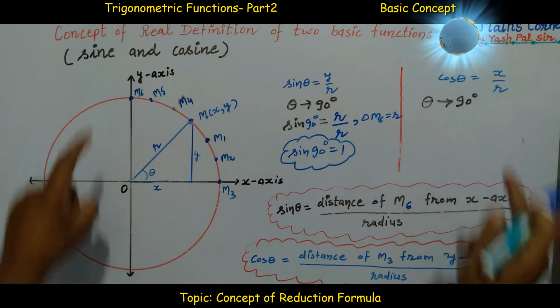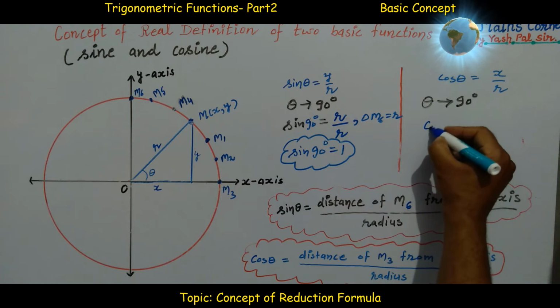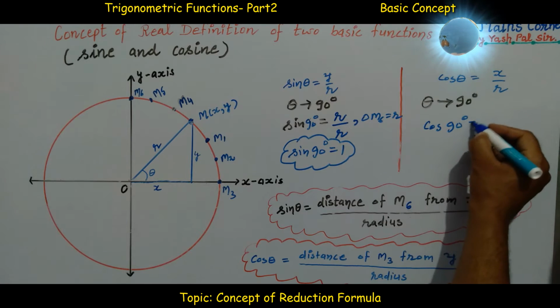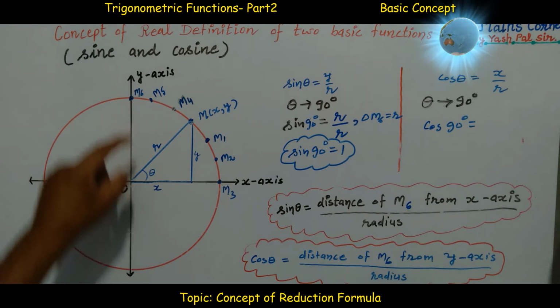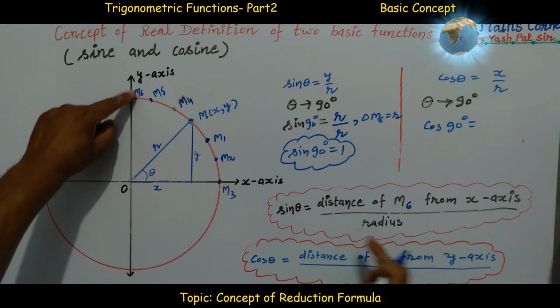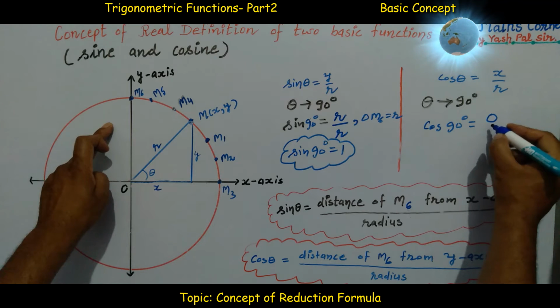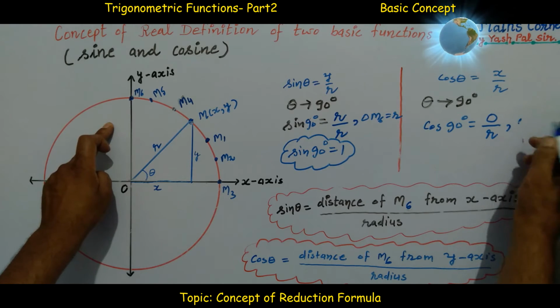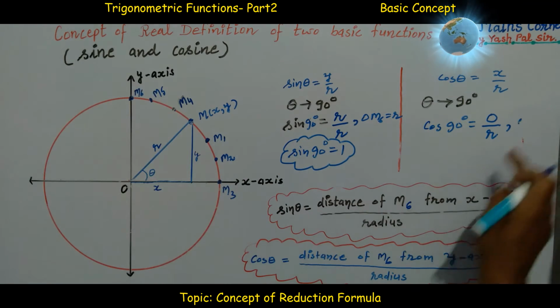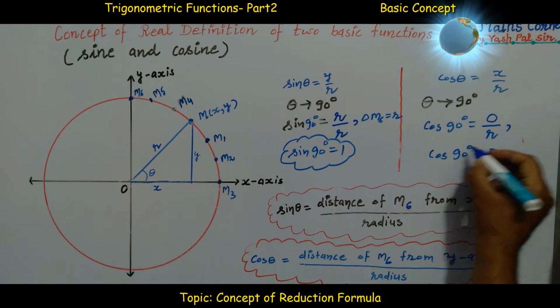Similarly here also, cos is x upon r. When theta is 90 degree, that is cos 90 degree, then what happens? Cos means distance of M3 from y axis. In place of M3 we now have M6. Distance of M6 from y axis: M6 already is on y axis, so this distance is 0 upon r, because M6 lies on y axis. So we say cos 90 degree value is 0.